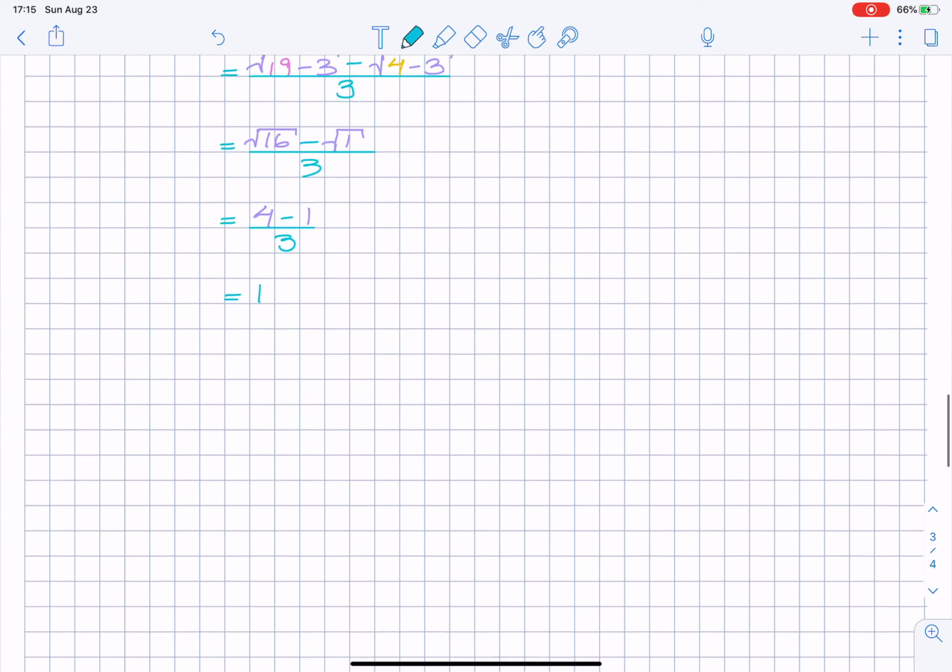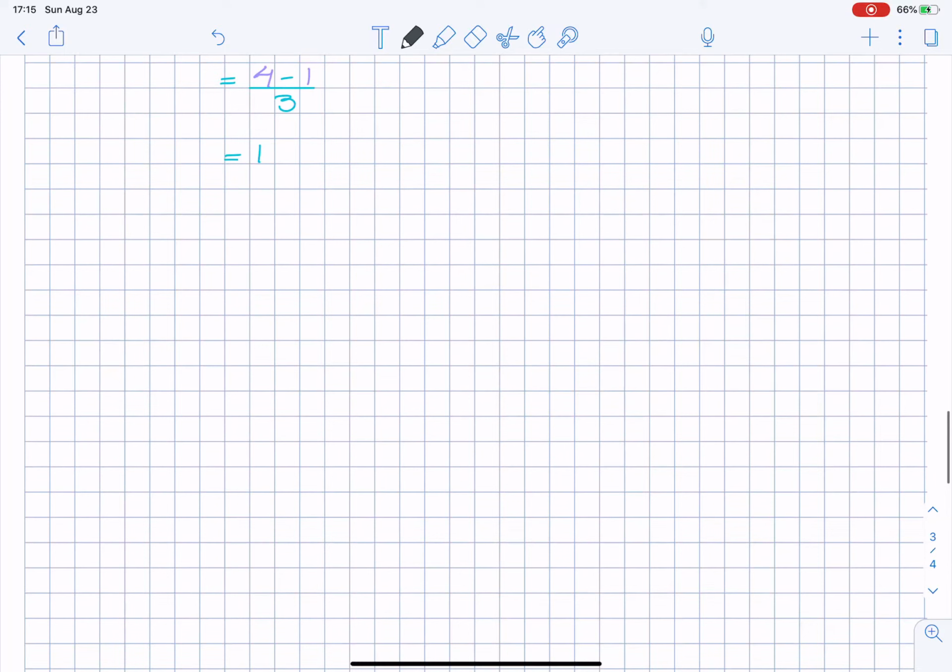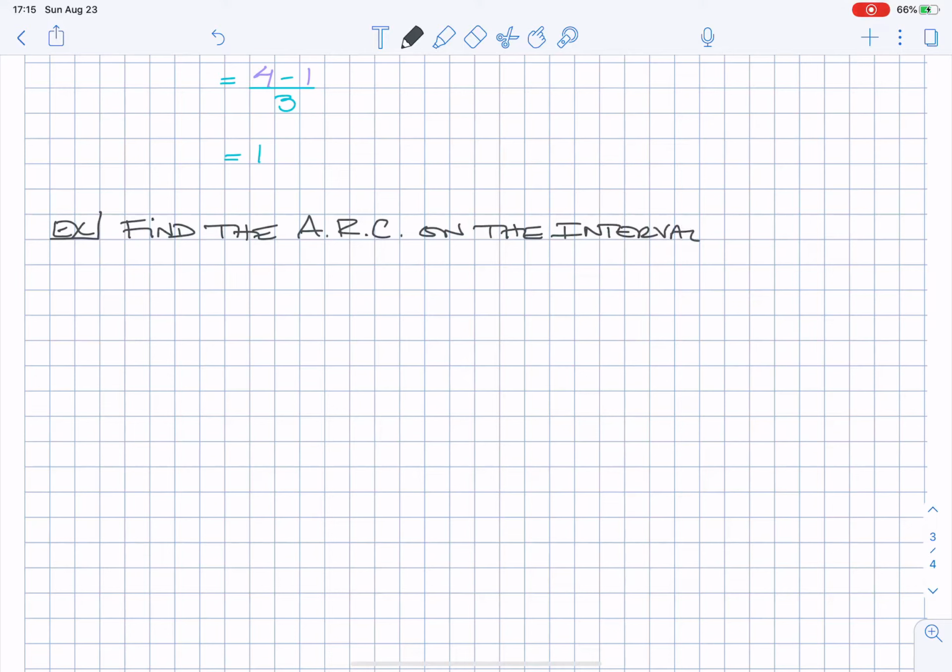So now let's kick it up a notch, shall we? So for example, find the average rate of change, the ARC, average rate of change on the interval. Let's do the interval from x to x plus h for the following.